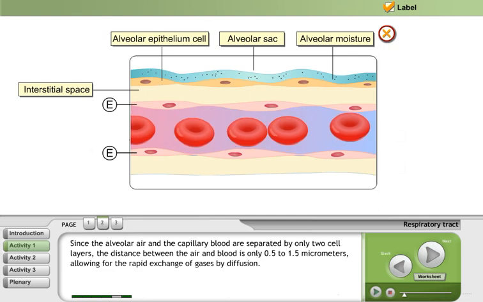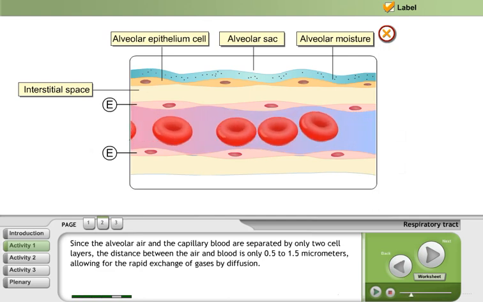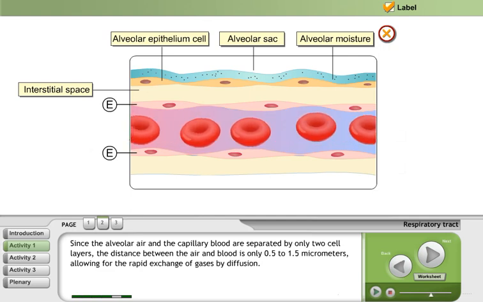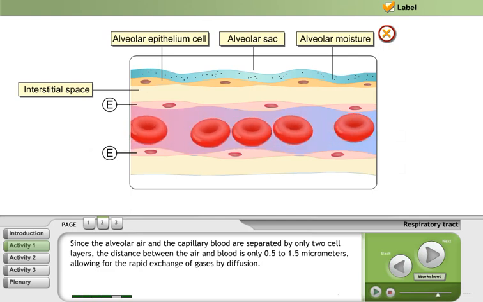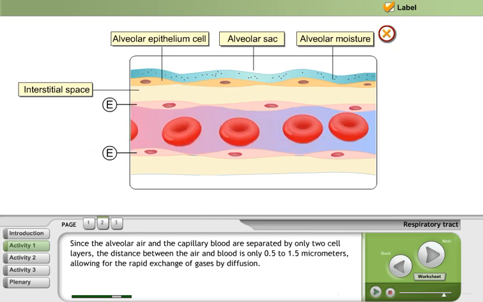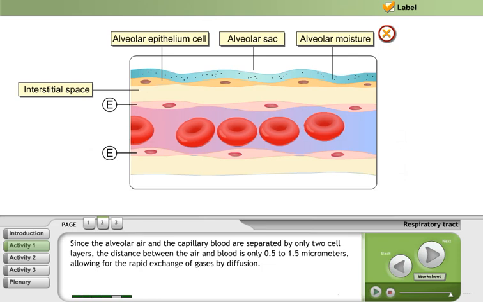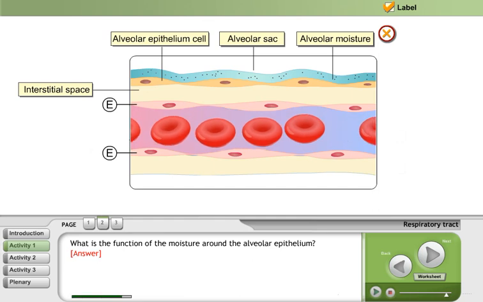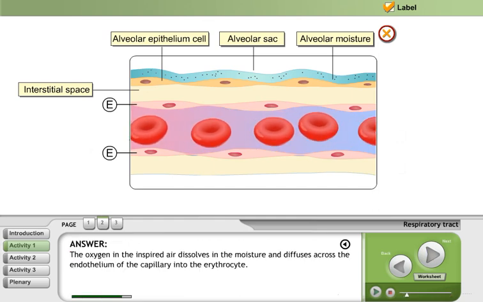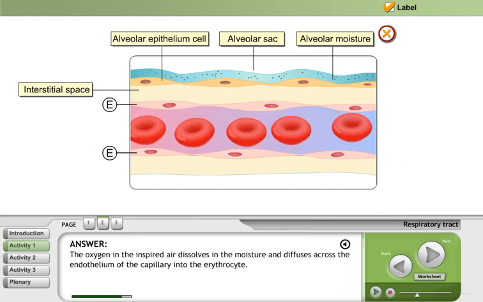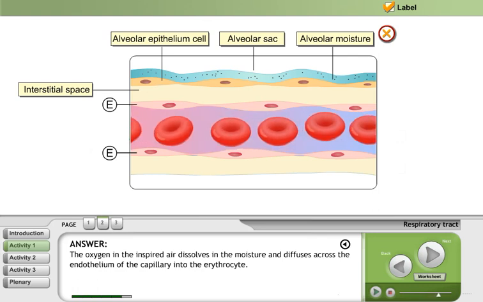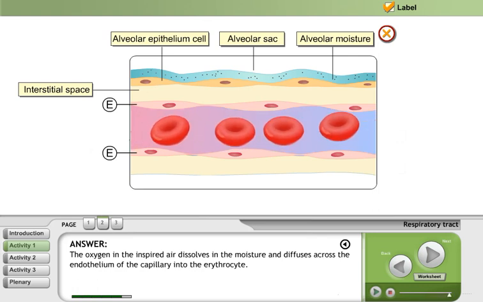Since the alveolar air and the capillary blood are separated by only two cell layers, the distance between the air and blood is only 0.5 to 1.5 micrometers, allowing for the rapid exchange of gases by diffusion. What is the function of the moisture around the alveolar epithelium? Answer: the oxygen in the inspired air dissolves in the moisture and diffuses across the endothelium of the capillary into the erythrocyte.